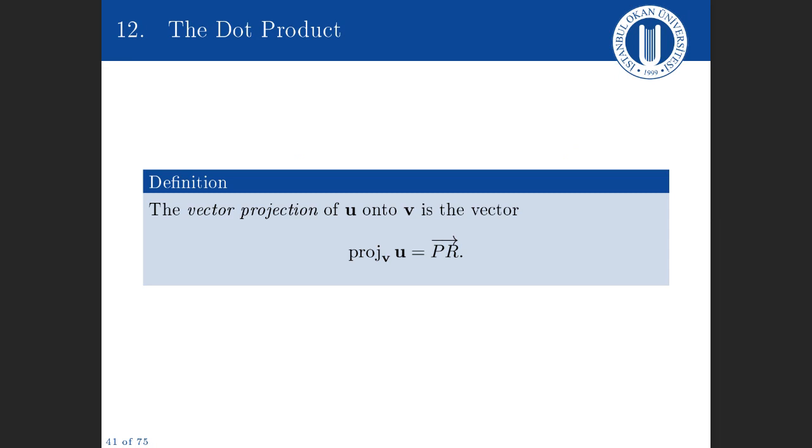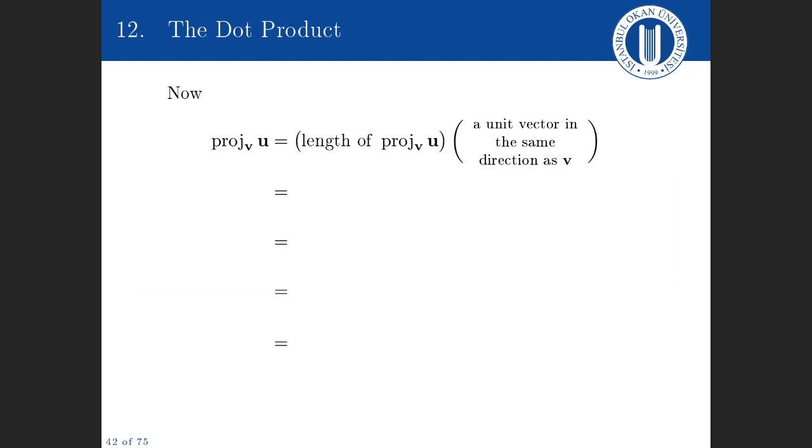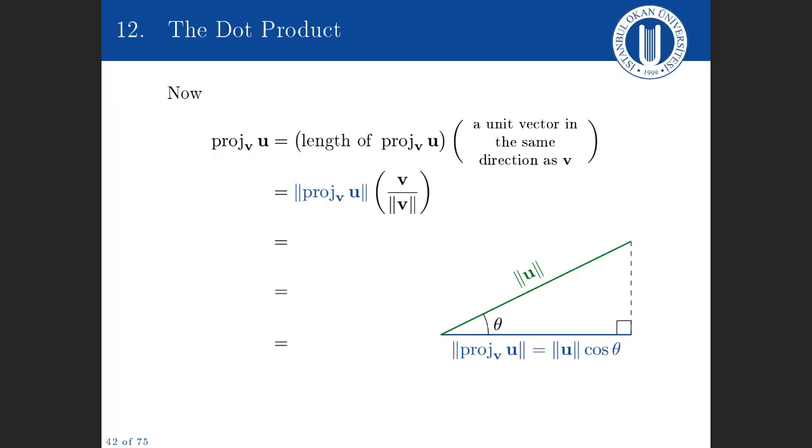The vector projection of u onto v is the vector from P to R. Now, this is equal to its length multiplied by a unit vector which points in the same direction as v. The length is the norm of the projection of u onto v. A unit vector which points in the same direction as v is v divided by the norm of v. But from the triangle I've drawn here, we know the length of the projection of u onto v. It's just norm of u cos theta, and then we're multiplying by v over norm of v.